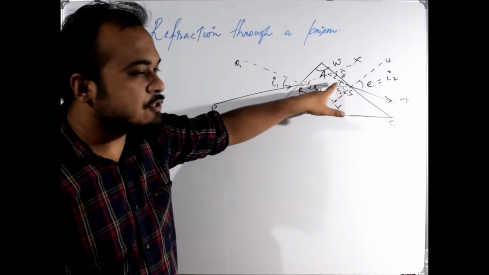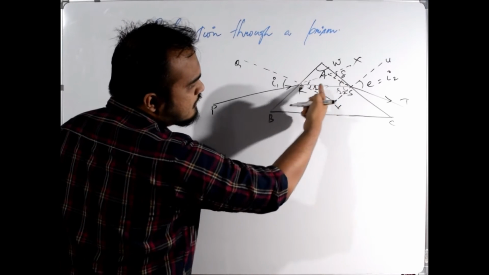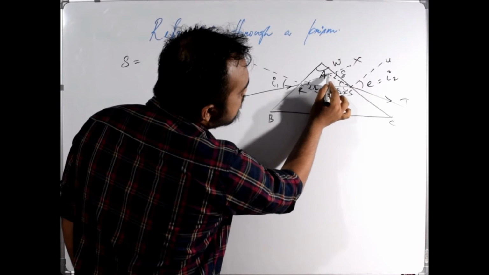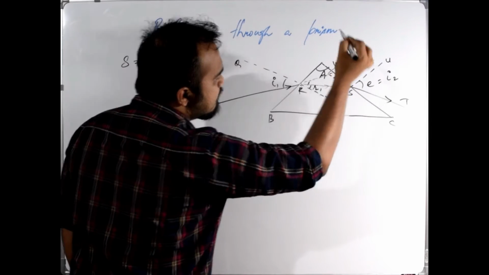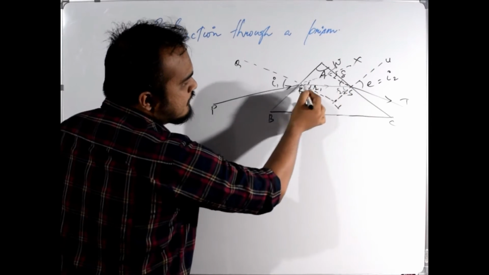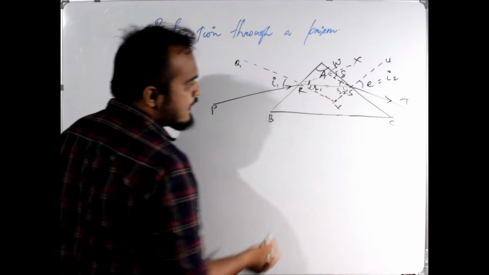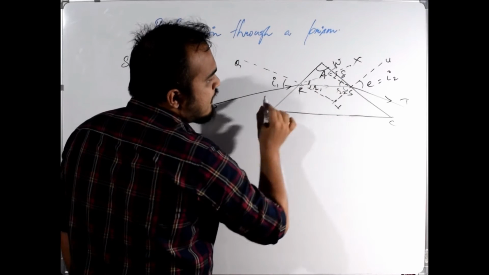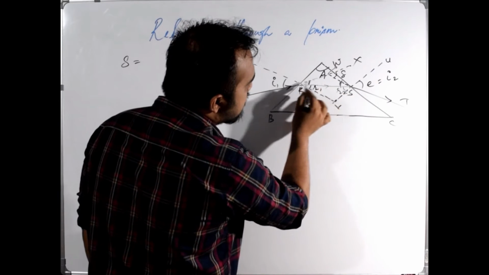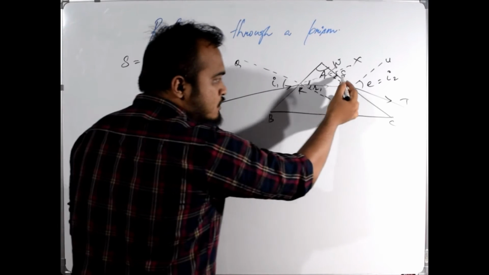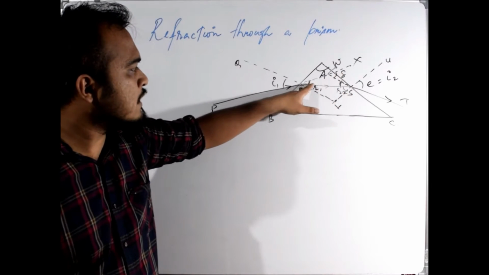Delta is equal to the sum of these two angles. But these two angles are nothing but the angle. If this point we have set it to be W, then this angle will be equal to angle WRS, and this angle will be equal to WSR. That means the external angle is equal to the sum of two internal angles.